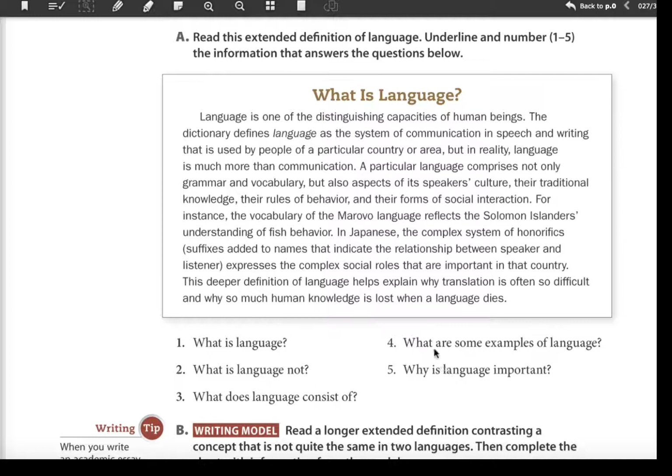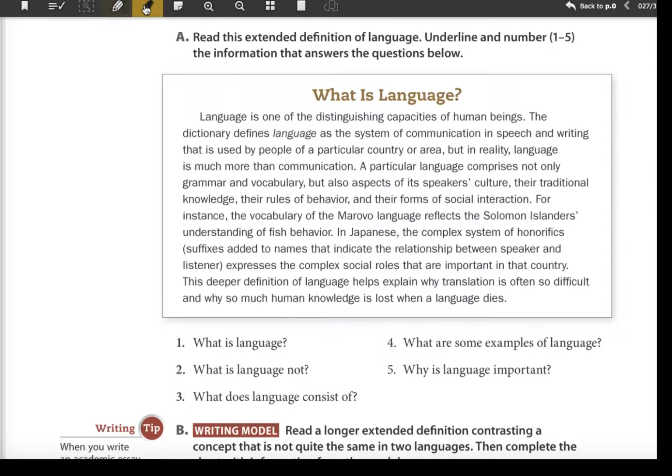Okay, so let me walk through it with you so you can get an idea of how they used that chart to write this definition paragraph, which makes your writing so powerful and so intelligent and so academic. And that's why I really want you guys to do this assignment so you can really get a good feel of it. Okay, so what is language? The person answers it right here.